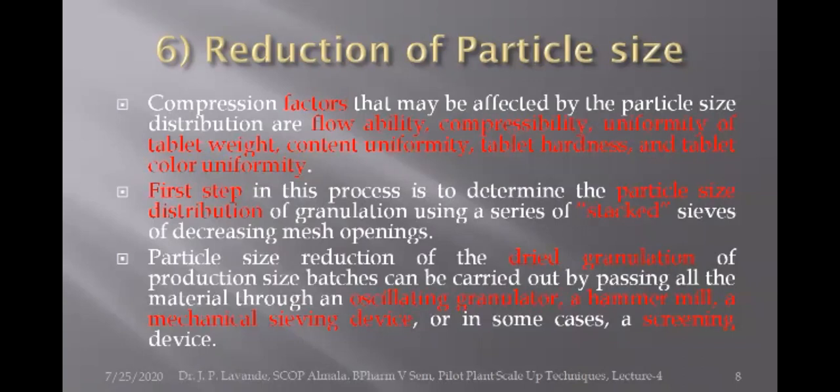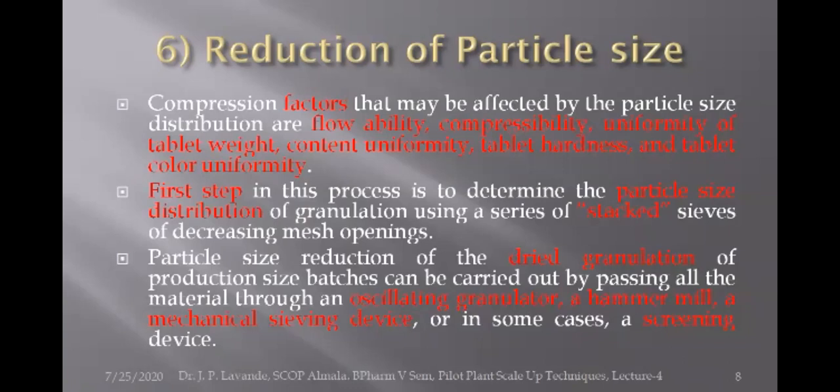In order to get uniformity of the tablet weight as well as the drug concentration of the API, we are producing the granule, because that will lead to even distribution of the API. And if we go for reducing the particle size, that may affect the uniformity of the tablet weight. We may get variable size, variable weight tablets, content uniformity, tablet hardness, and tablet color uniformity.